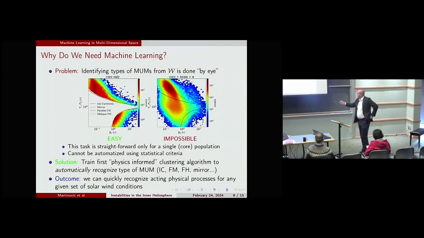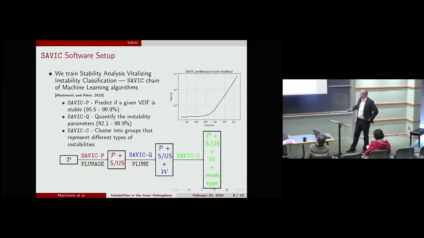So what we do is we make this physics-informed clustering algorithm. And we called it SAVIC, Stability Analysis Vitalizing Stability Classification. So this is a chain of machine learning algorithms that do what? Number one, they do the job of the Plasma-Nyquist solver, the solver that solves the contour integral, and they tell you if your given distribution that you feed it is either stable or unstable. Then they do it with certain accuracy.